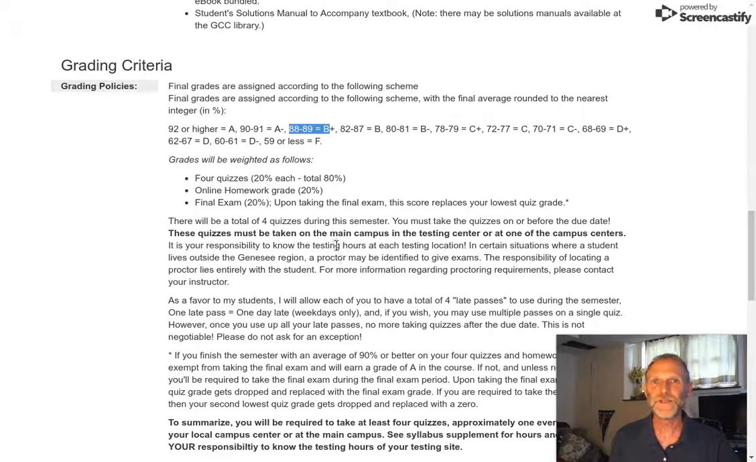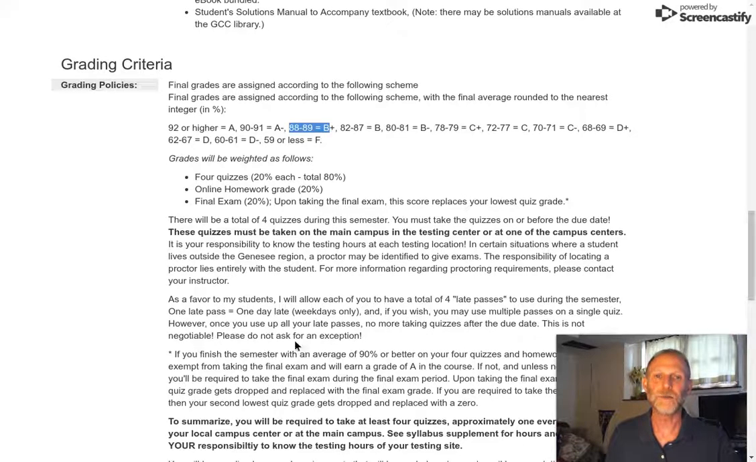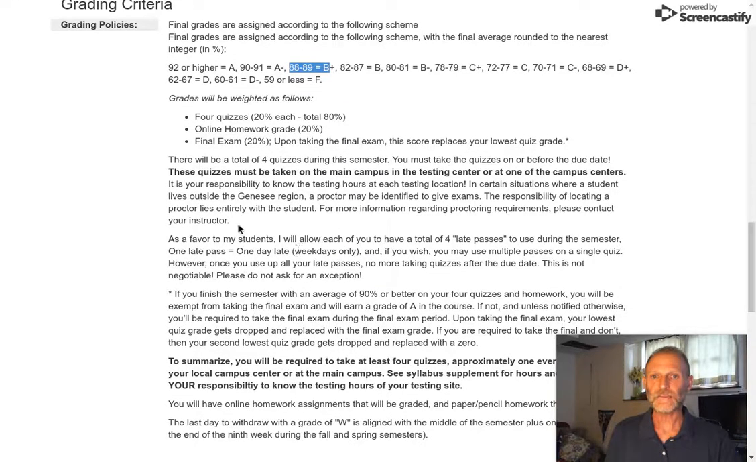You'll be done, and you end up with either an A or an A minus, depending on where you fall on that scale. If you aren't 90 or better, you're going to have to take the final, and that will replace your lowest grade. If you're required to take the final, you have to take it. Otherwise, an extra 0 goes into your grade book, and that will weigh you down significantly. So if you're required to take the final, you have to take it. So that's sort of the breakdown.